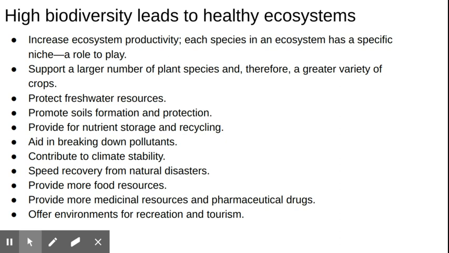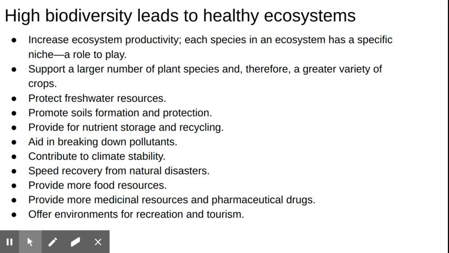There's a specific niche, a specific place, a specific job, a specific role for each of the different species in an ecosystem. As you have more species, you have more ways that they can interact with each other, with those other biotic or even the abiotic factors in that ecosystem. We can support a larger number of plant species, and this can have a benefit for humans, like growing a greater variety of crops.